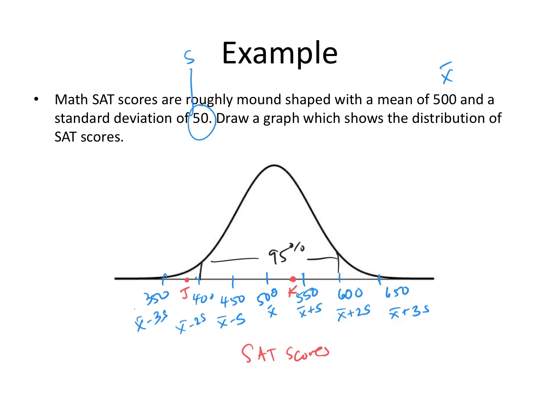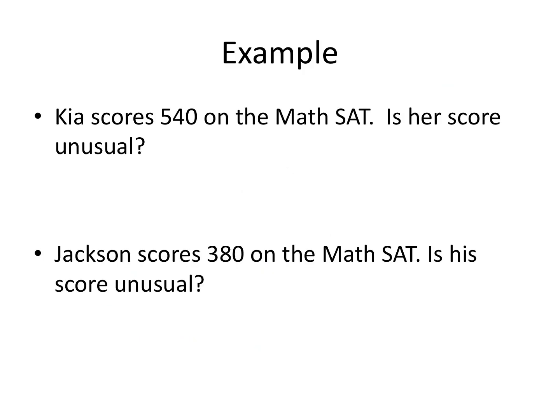Think about them being an outlier or an unusual point if they're outside this middle 95%. So if they are 2 standard deviations below the mean or more, or if they're 2 standard deviations above the mean or more, they're going to be an outlier. So think about the outlier range as being here. So Jackson was certainly an outlier. That's the same thing as saying they're going to be an outlier if their z-score is 2 or greater or -2. So Kia gets a 540 on the Math SAT score.